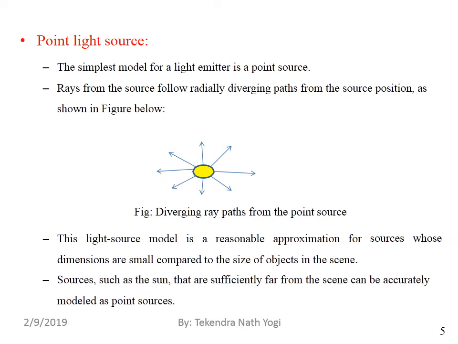Point light source: the simplest model for a light emitter is a point source. Rays from the source follow radially diverging paths from the source position, as shown in the figure below. Diverging ray paths from the point source. This light source model is a reasonable approximation for sources whose dimensions are small compared to the size of objects in the scene. Sources such as the sun that are sufficiently far from the scene can be accurately modeled as point sources.